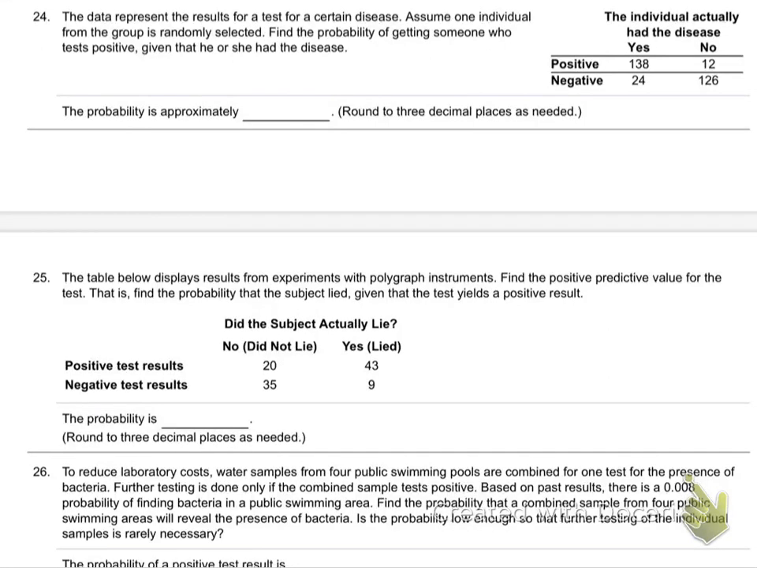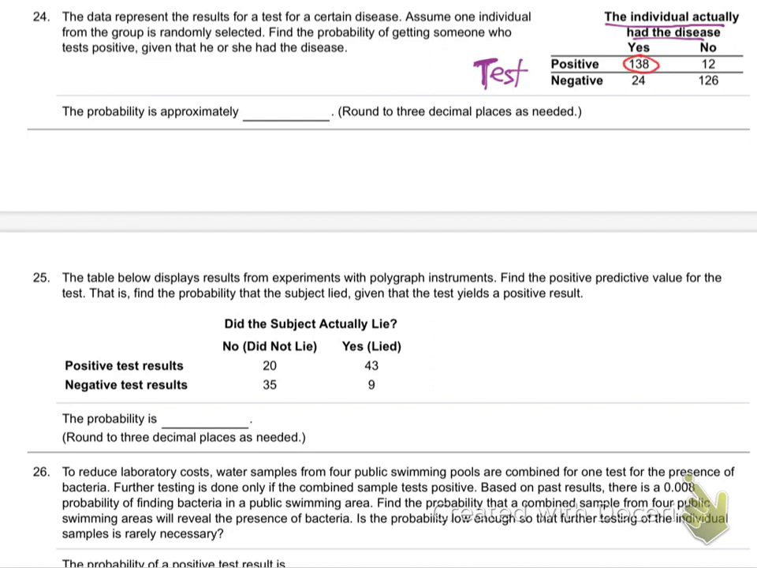Okay, here's number 24. Here's the data about an individual having a disease, and over here is the test for the disease. Remember, medical tests are not perfect. You can have a disease and the test says you don't have it, even though you really do, or vice versa. So let's talk about the different groups of people here.